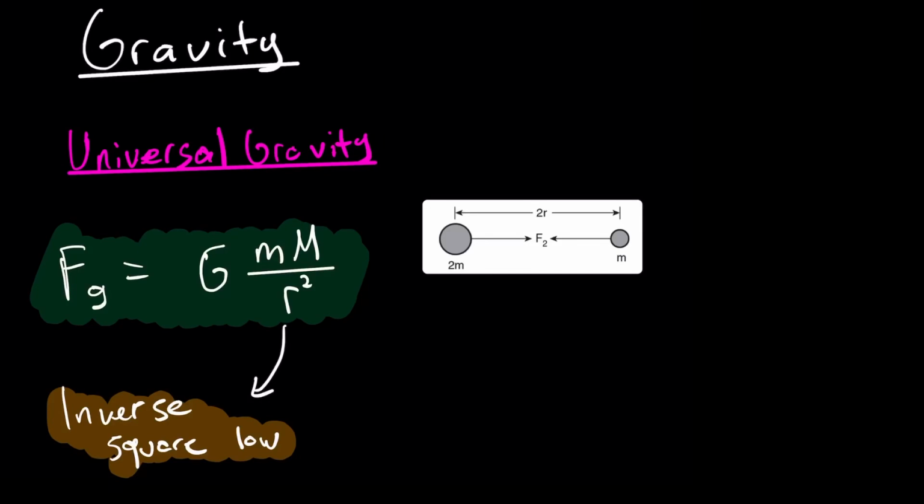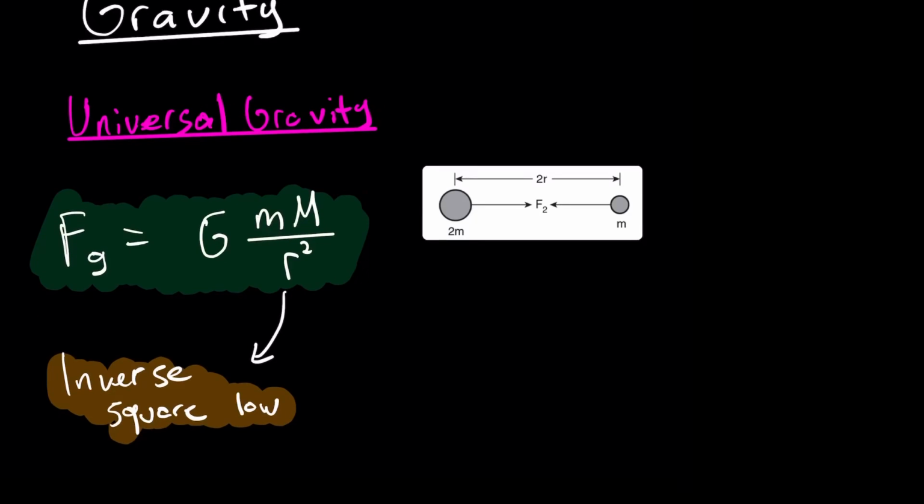Hello everyone, in this video we're going to be learning about gravity and we're going to dive deeper into that. So what is universal gravity? Well, universal gravity is equal to F equals G, which is a constant, times the masses, over the distance between the masses squared. This distance is taken from the center of the masses.